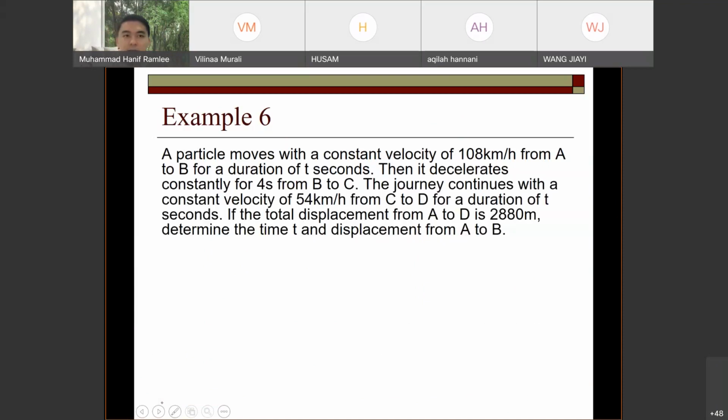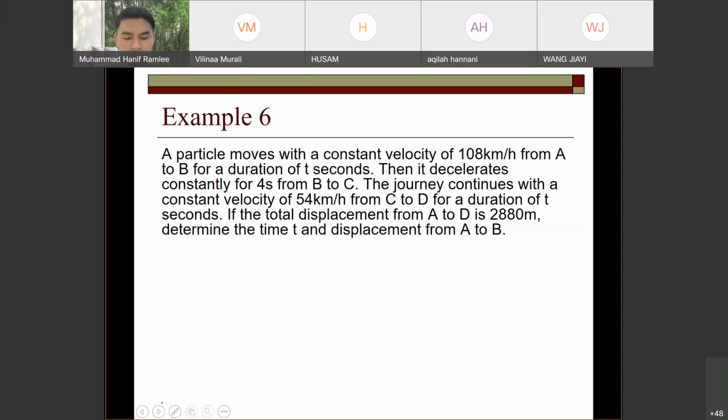The question is very simple. It is only in sentences. No graph, no equation. Or maybe you can develop an equation. But in this example, we will show you how to develop the graph from the given information, from example 6.